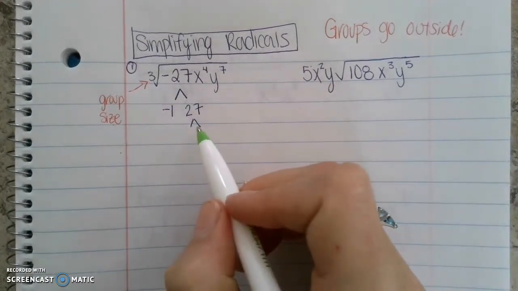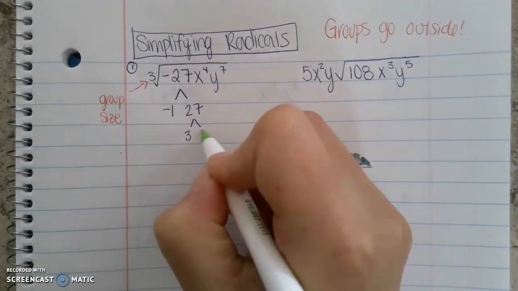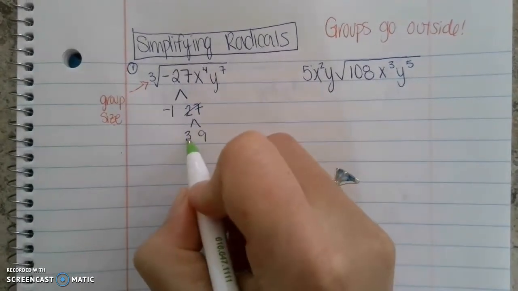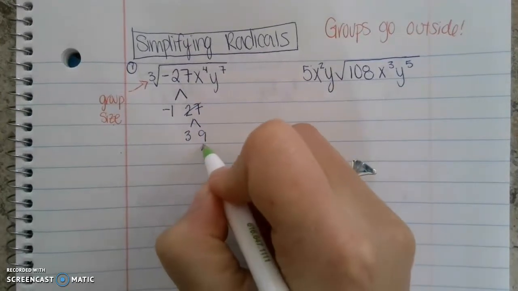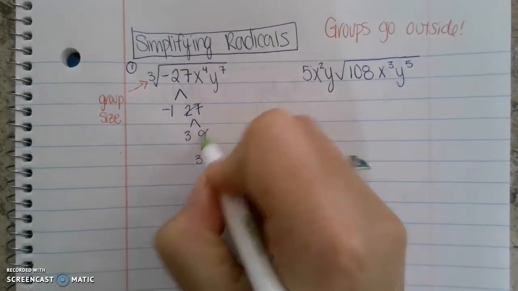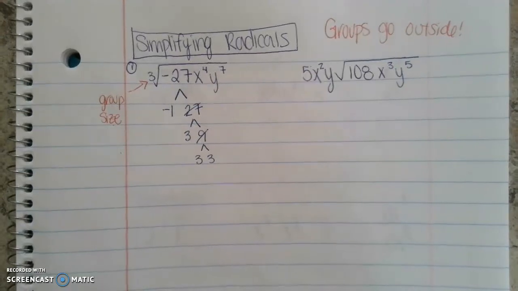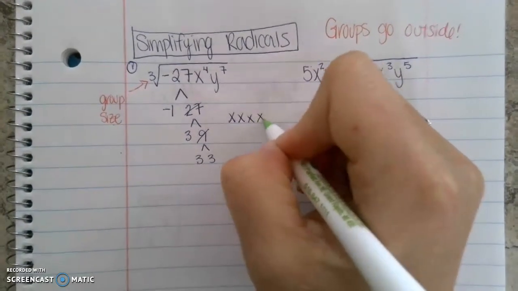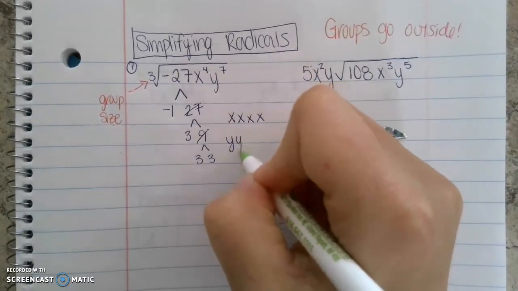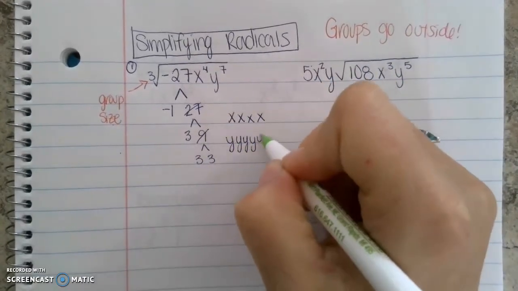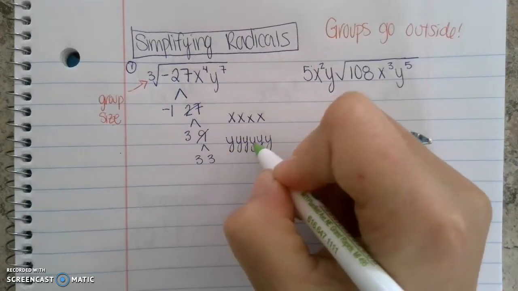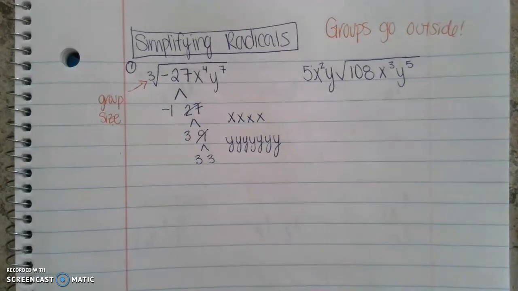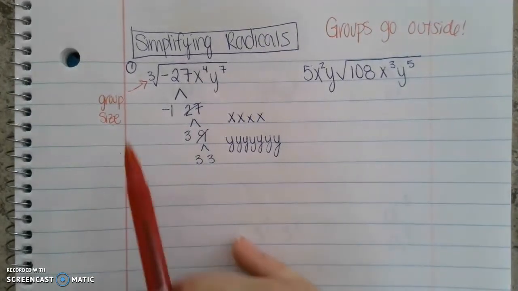So what multiplies to get me 27? I can do 3 times 9. Remember to cross off your numbers. 3 is a prime number. We can't go any further there, but 9, I can split that up into 3 and 3. Okay. X to the 4th means I have 4 x's, and y to the 7th means I have 7 y's. 1, 2, 3, 4, 5, 6, 7. Okay. All right, we've got everything broken down as far as what we can go, right?